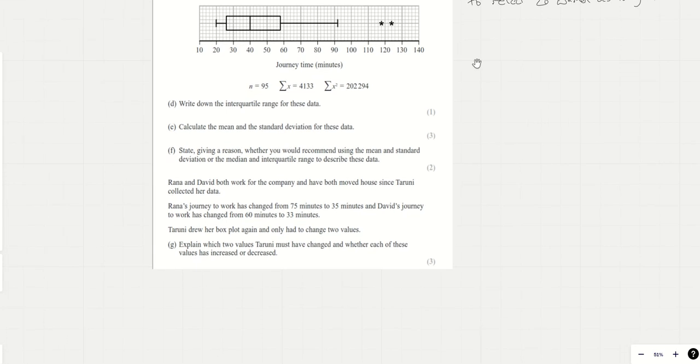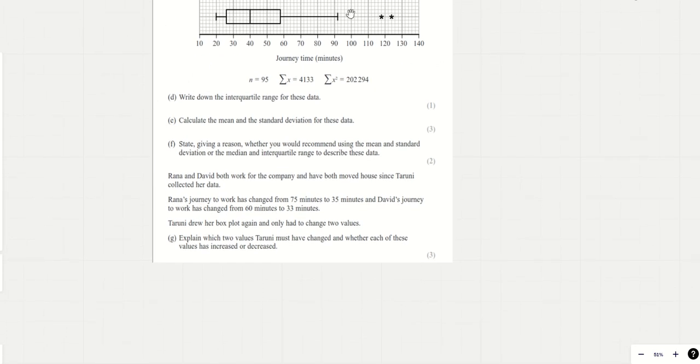Okay, Daruni's results are summarised in a box plot below, and the summary statistics are here as well. Write down the interquartile range for these data. Well, that's just going to be 58, the upper quartile, minus 26, which is 32. As this was in minutes, that will be in minutes as well. The interquartile range is 32 minutes.